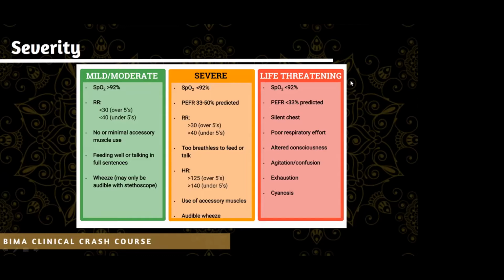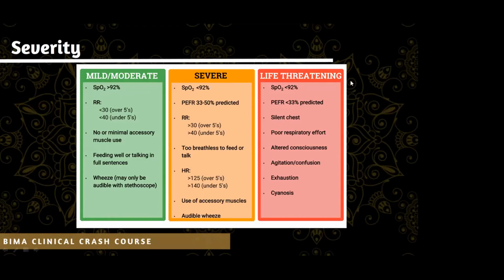You can use accessory muscles. So things like that, you might be using abdominal muscles to breathe. You can get recession of your costal muscles as well. And you would probably be able to hear a wheeze from the side of the bed. You wouldn't necessarily have to auscultate.